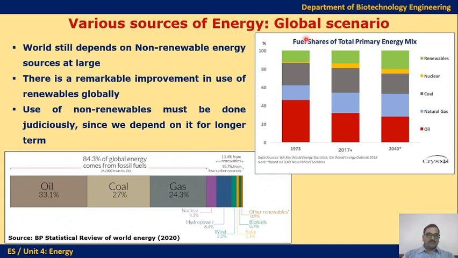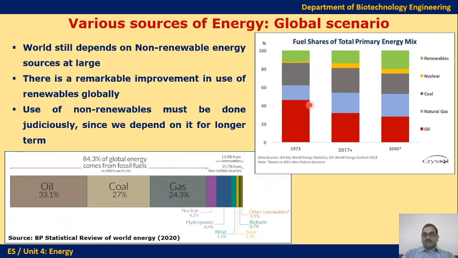Let's look into the global scenario first, how energy is being used. You can see here that oil, coal and gas make up the fossil fuels, and it comes to around 85% of the global energy. That's a large section, and a small section is for renewable energy, which is non-conventional energy. A small section is used worldwide. So we still depend largely upon the non-renewable energy sources.